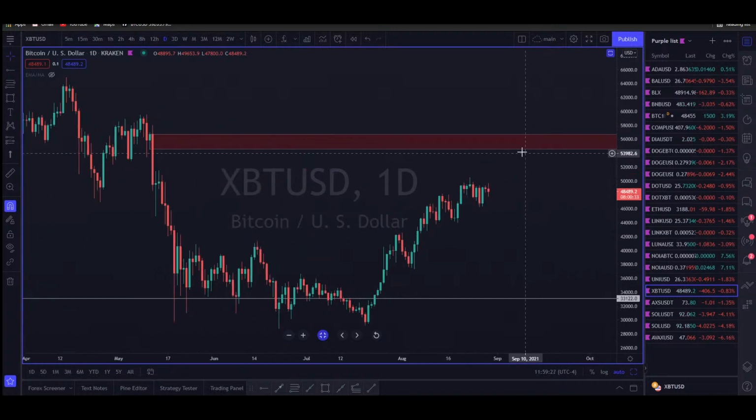So basically you're doing the same thing. It's always a supply and demand game. The sellers are trying to exhaust the buyers and the buyers are trying to exhaust the sellers, because whichever one does, that's the way price will go.